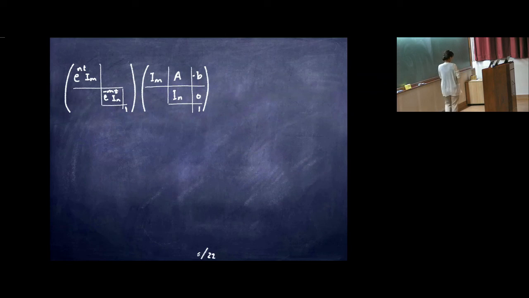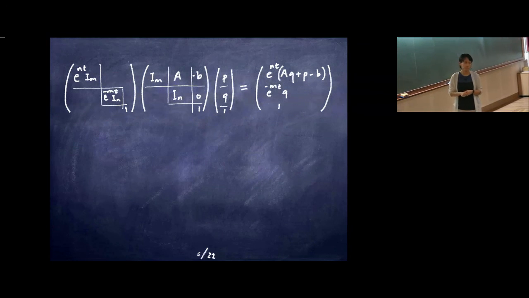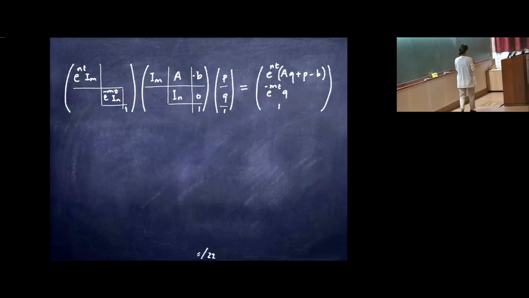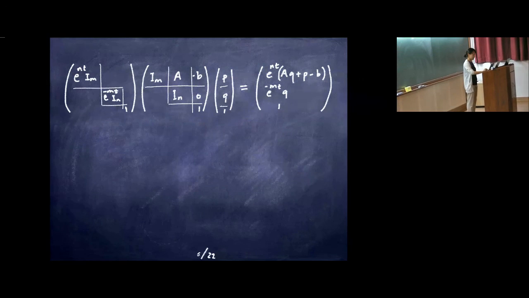And now we're looking at this at integer vectors. So let's say that my integer vector is p, q, and 1. If we do the calculation, we get e to the nt times (Aq plus p minus b), and e to the negative mt times q. Okay, so with these numbers, we want to manipulate the previous inequality.